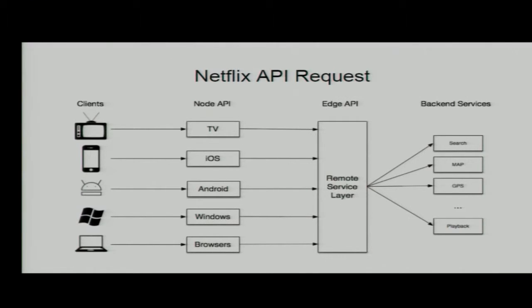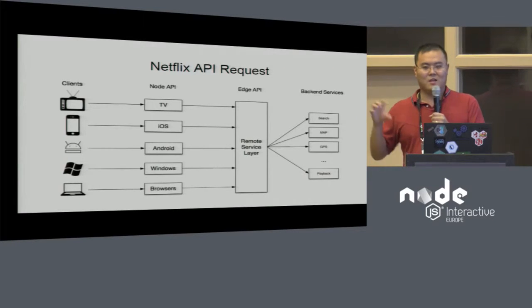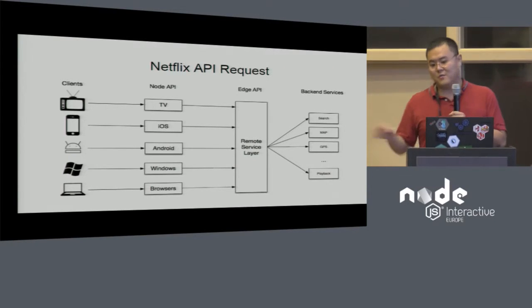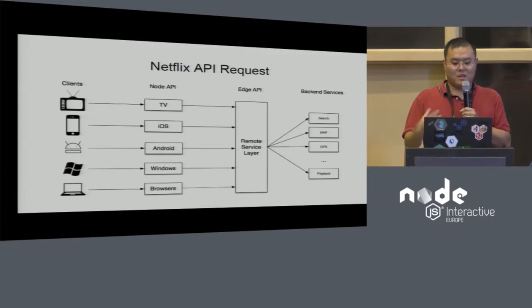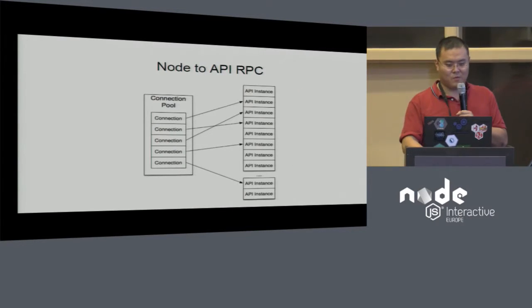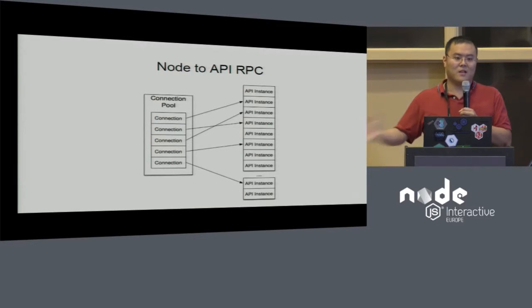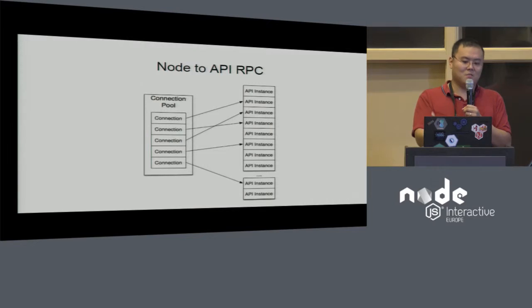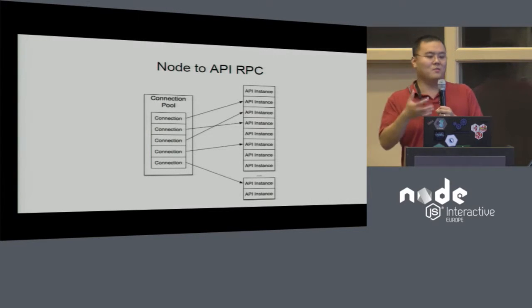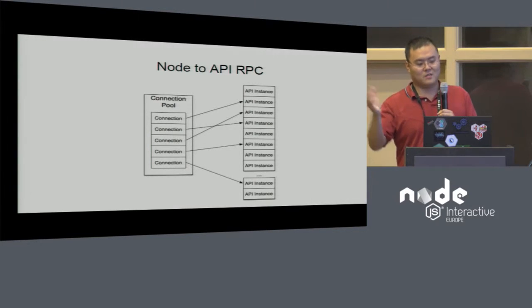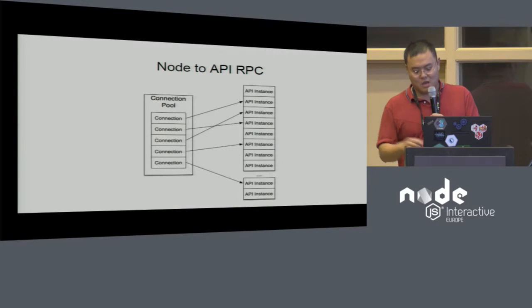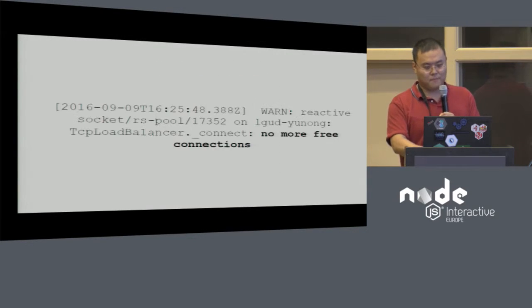For all of our clients, in our new architecture, they hit a Node-based process where they've written their APIs, and that service then forwards the request to the Edge API, which then forwards it on to the backend services. But in Node, we have a connection pool that helps us do client-side load balancing to the Edge service. So you can think of it like this: in Node, I have a connection pool with a bunch of connections, and those randomly pick some subset of API instances that are available out in the world.